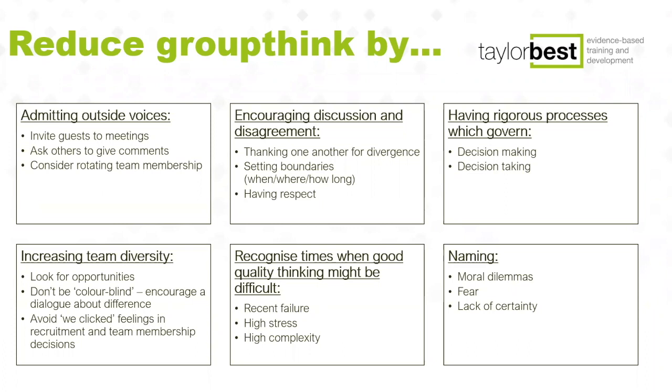And thirdly, having respect. That's part and parcel of thanking one another for being different, but also giving people the respect to allow their views to come through. Having rigorous processes which govern decision making and decision taking. So it's not ad hoc. You know how you make decisions and how you take decisions, and that process is followed. And then you can build into that process things like admitting outside voices and encouraging discussion and disagreement. It makes it more robust.